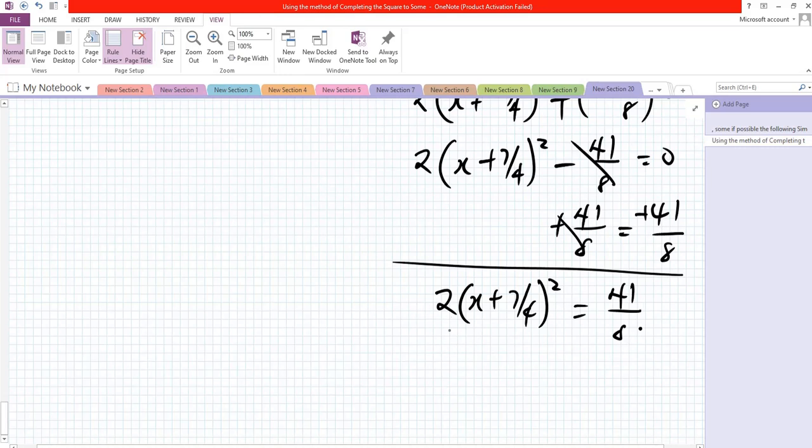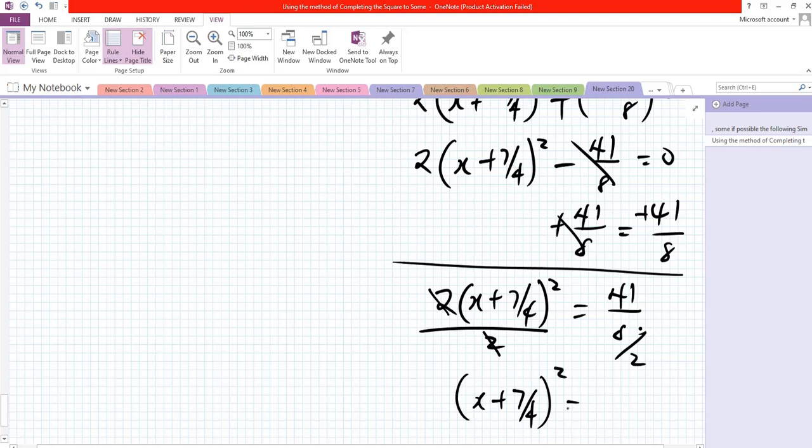Now divide all through by 2. You see this 2 is multiplying this, to eliminate this 2 here, you divide it, because since it's multiplication you divide so that it will knock it off. Now you are left with x plus 7 over 4 all squared equal to 41 all over 16.